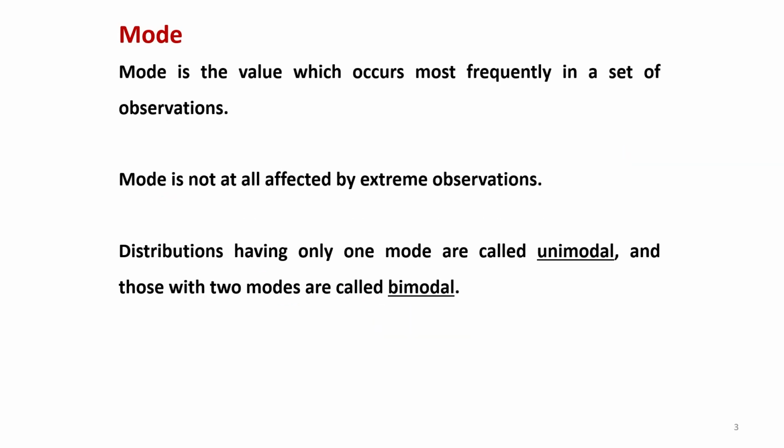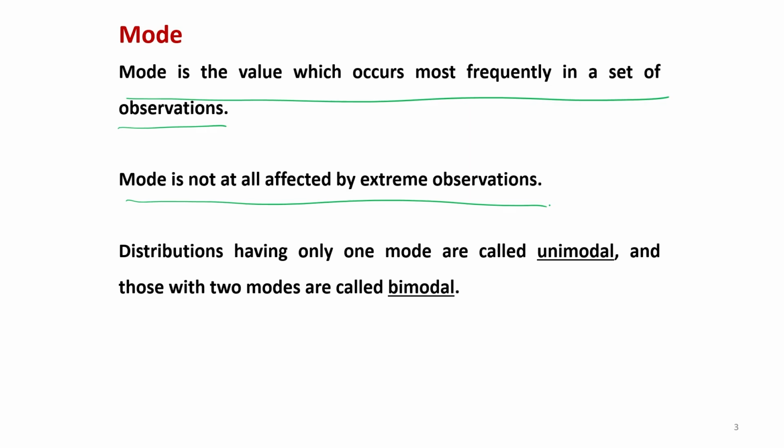So now, the mode is the value which occurs most frequently in a set of observations. And the mode is not at all affected by extreme observations. For example, if you remember, in the case of the arithmetic mean and median, I had shown you how they are affected by the presence of extreme observations. Right. But in the case of the mode, it is not affected by extreme observations.